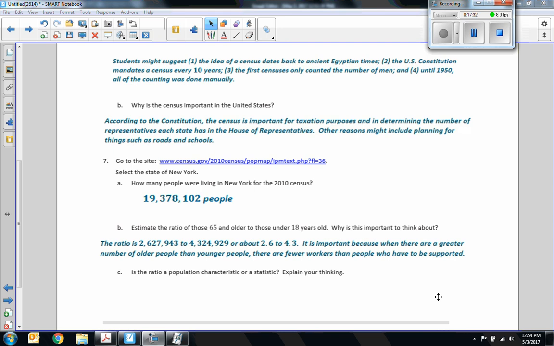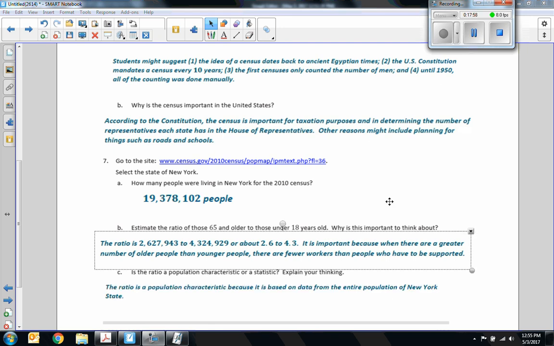Okay, so if you're retired, you are going to need Social Security possibly if you did not plan for your future, and Social Security comes from people who work and contribute to the Social Security out of their gross paychecks. And C, is the ratio a population characteristic or a statistic? Okay, the ratio is a population characteristic because it is based on data from the entire population in New York State.